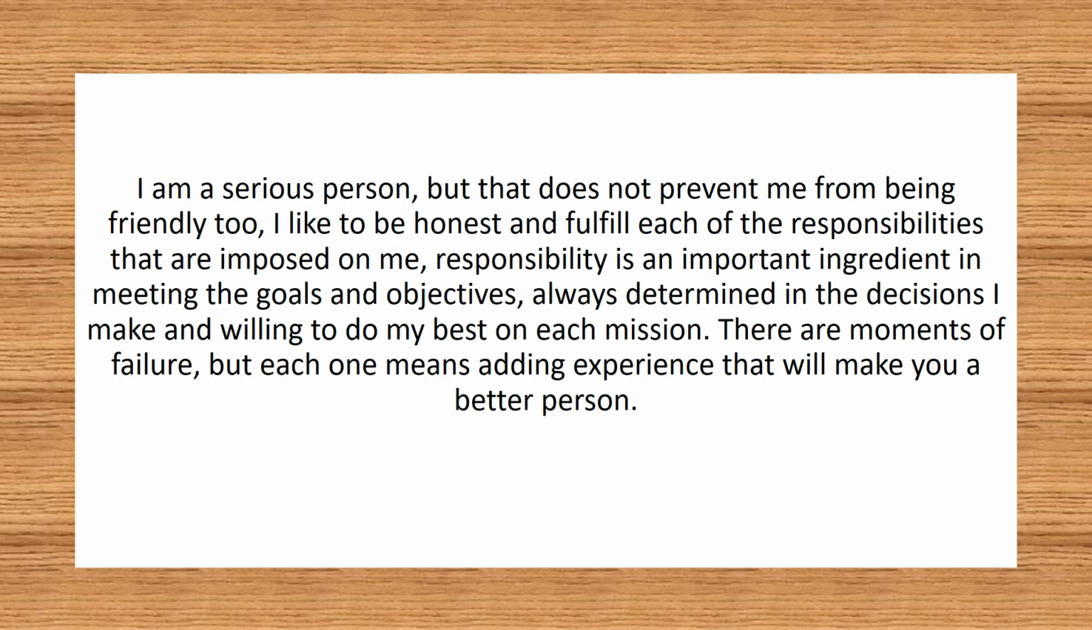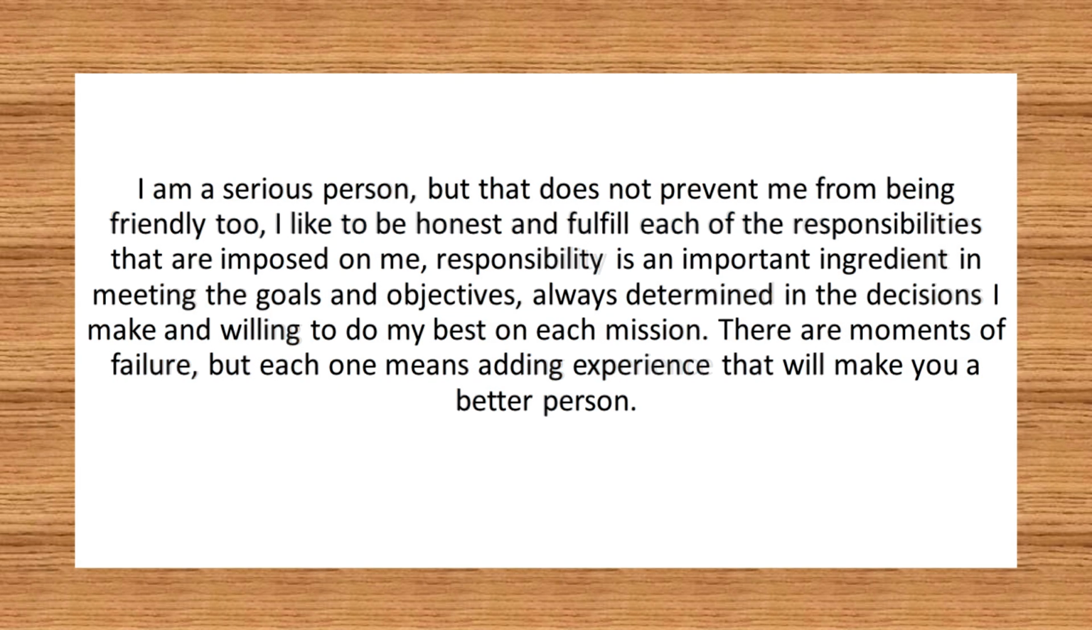I am a serious person, but that does not prevent me from being friendly too. I like to be honest and fulfill each of the responsibilities that are imposed on me. Responsibility is an important ingredient in meeting goals and objectives. Always determined in the decisions I make and willing to do my best on each mission. There are moments of failure, but each one means adding experience that will make you a better person.